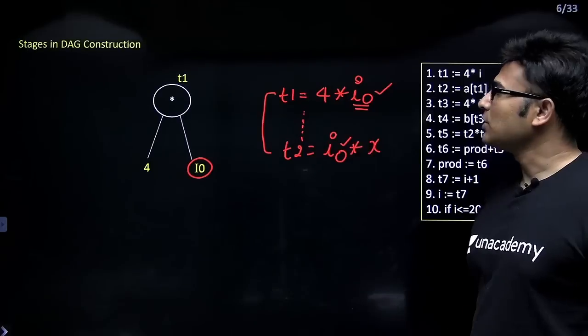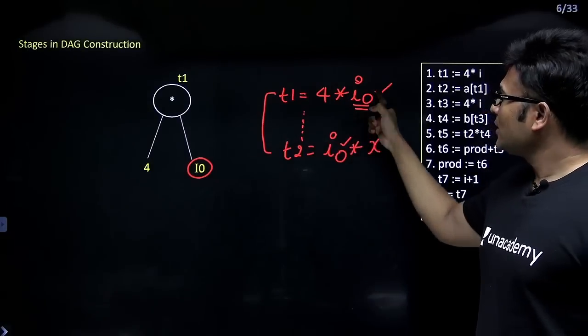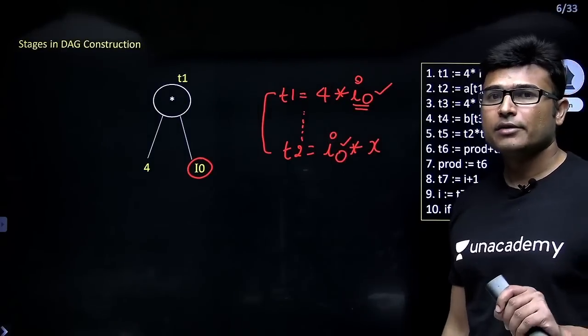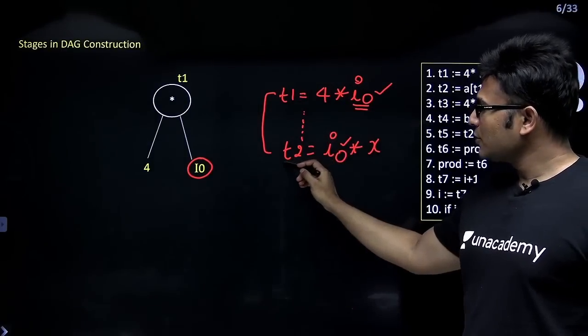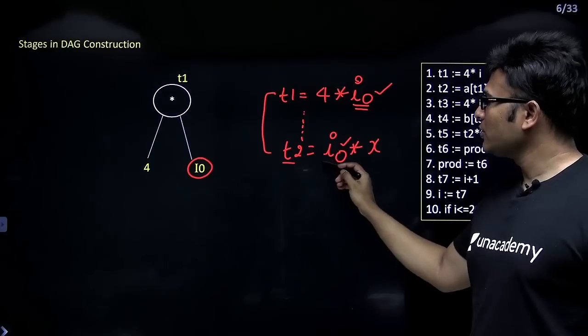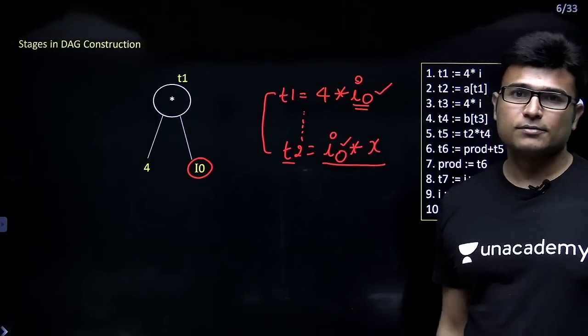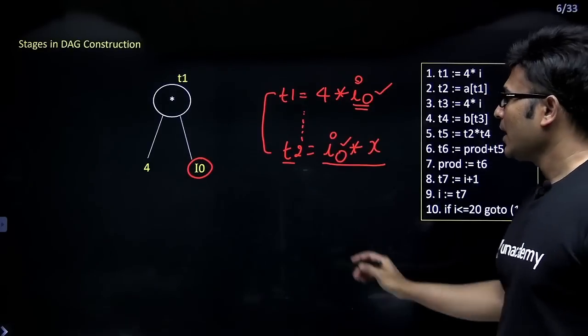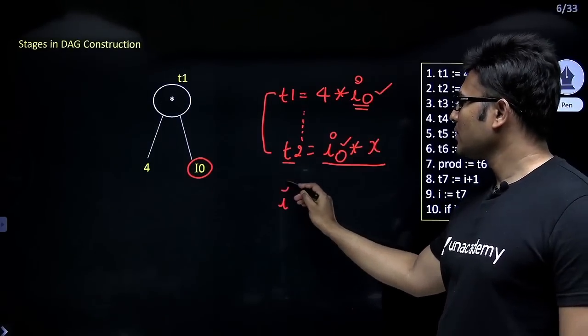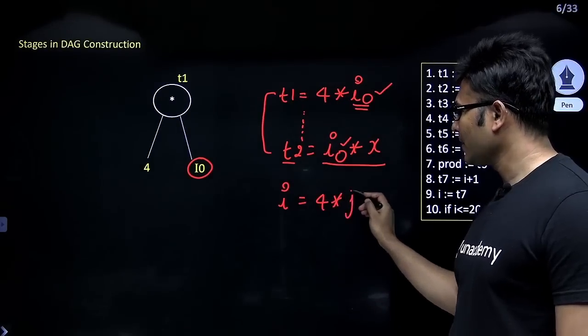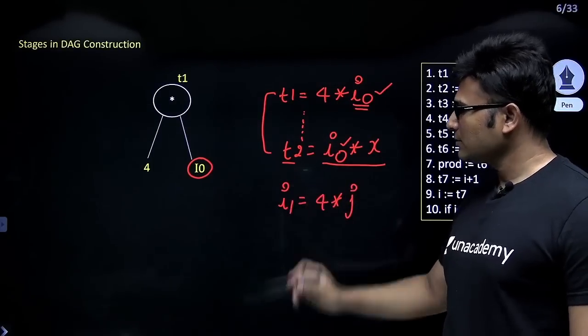Why is it useful? When i0 is already here, and if I have the same i0 here, later when I try to create the tree for this particular statement, I am going to use the same node i0. And if I have a statement like i equal to 4 into j, then I will write it as i1.